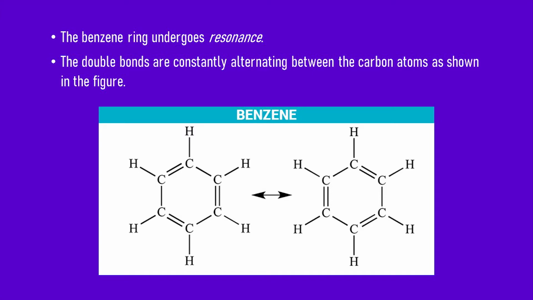A benzene ring undergoes what's called resonance. What's meant by resonance? Resonance is when the double bond alternates between the carbon atoms. So in the case of the left hand side structure, the double bond is in the second carbon, while in the case of the right hand side structure, the double bond is in the first carbon atom. So the double bond resonates and alternates between the carbon atoms.